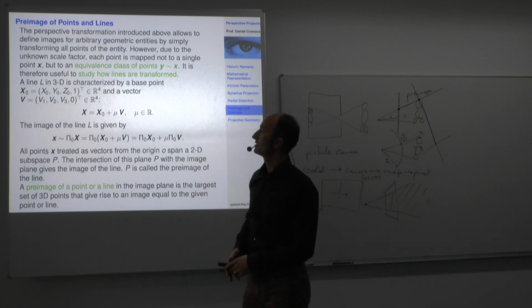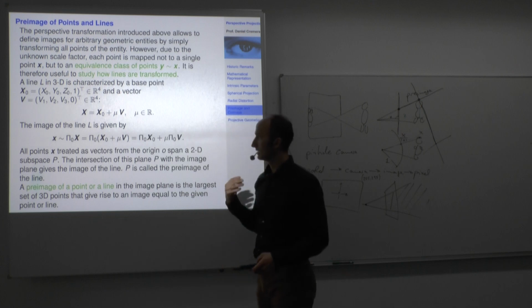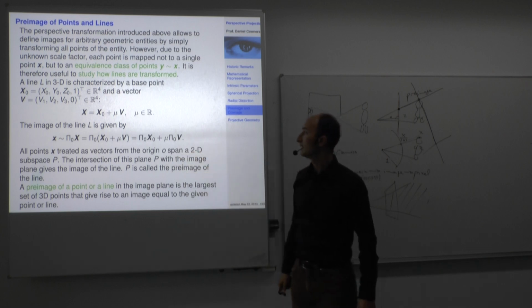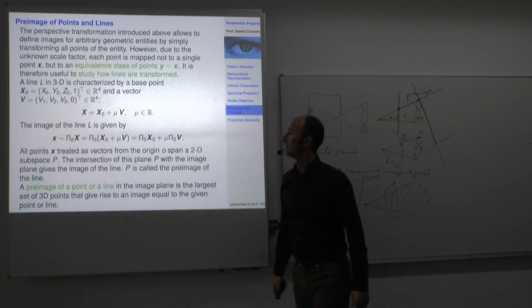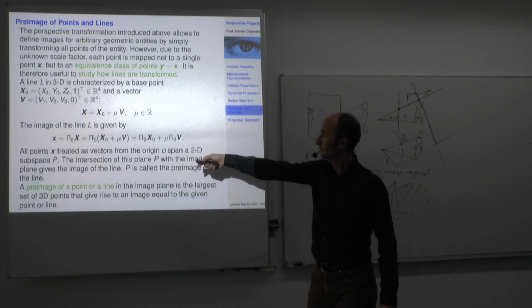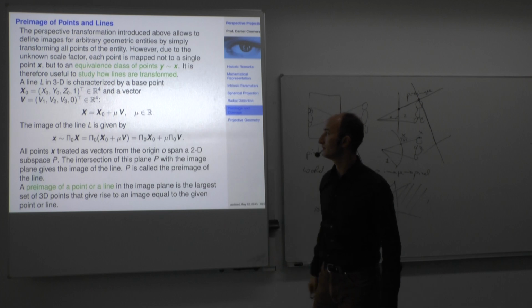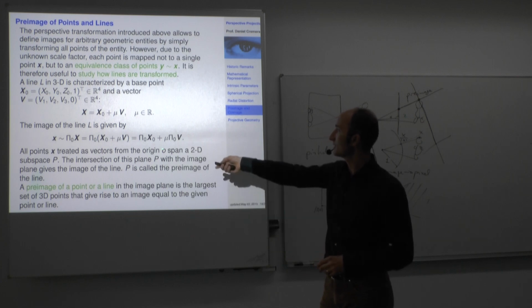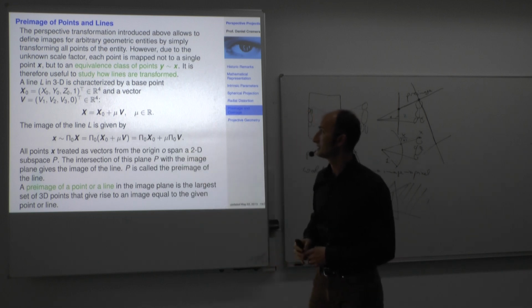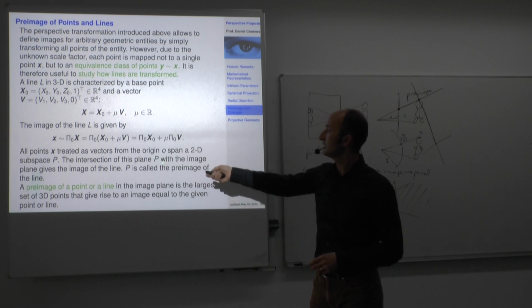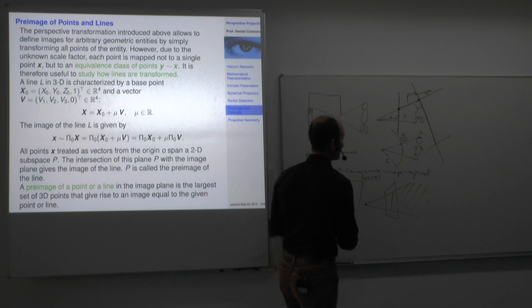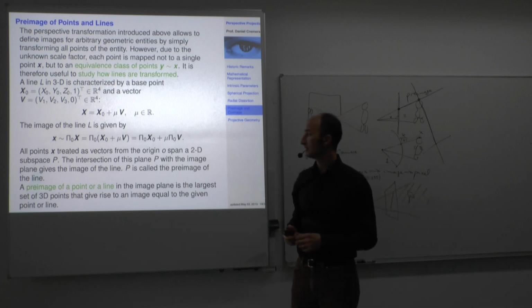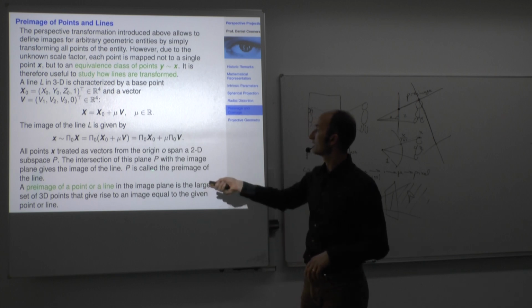And then I can ask, what does the image of this line look like? Again, we have the tilde here to denote equality up to a scale factor, the depths. And we saw that there is a projection pi 0 of X. So we have pi 0 of x0 plus mu times pi 0 of v. And what we see is that all points X, treated as vectors from the origin O, span a 2D subspace P. And the intersection of this plane P with the image plane gives the image of the line. So in my drawing here, this is the pre-image, we call it P, and the intersection of P with the image plane is that observed line. So P is called the pre-image of the line.